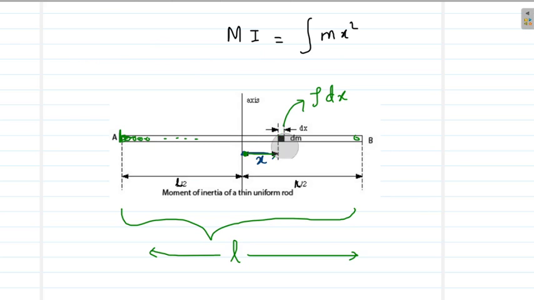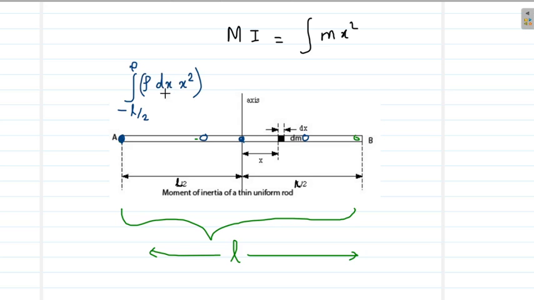So when we integrate, we can see there are mass elements, small elements present to the left side of the rod and present towards the right side of the rod. So let us do this integration in small parts. First we will have to integrate from minus L by 2 up to 0, which means from this end of the rod until the middle, the moment of inertia due to each of the mass elements.